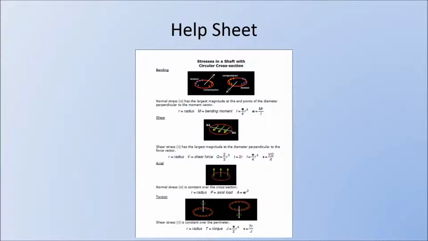Now if at any time you are having trouble remembering what equations to use to calculate the stresses, you can always click the Help button that was on the main window. If you do so, it brings up this screen, which shows you all the different equations you need to calculate the various stresses. So for instance, it has the equation for calculating bending stress, has an equation for calculating shear stress, shows you how to find the area for a circular cross-section to determine the axial stress, and also has the equation for determining torsional stress.